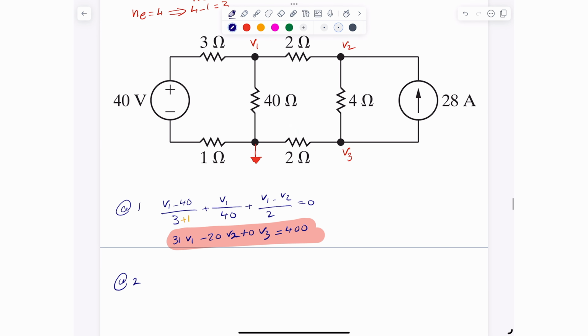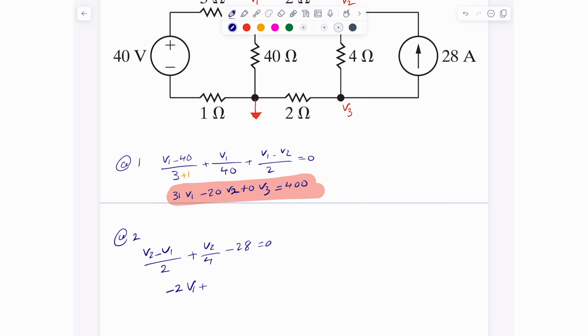So the equation for that V2 is just simply, okay, V2 minus V1 divided by 2. That's actually this current in here. And then we go to the other current, which is the one here. Okay, that's plus V2 divided by 4. And the last current in here, I know what that is. It's simply negative 28 equals 0. We'll clean up this equation a little bit, and we'll end up with the following. We'll end up with negative V1 plus 3V2 minus V3 equal 0.